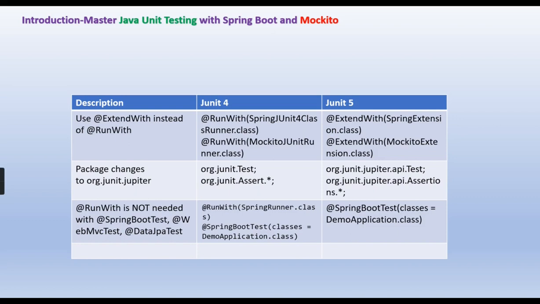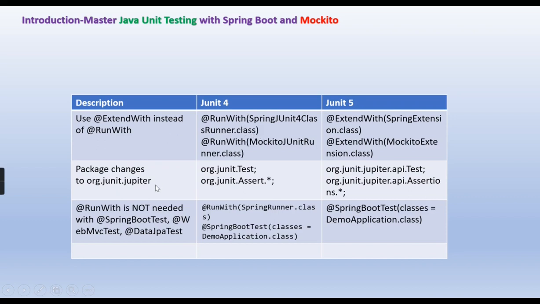And some other annotations are class level annotations. In JUnit 4 we use @RunWith, for example SpringJUnit4ClassRunner.class or JUnitRunner.class. And in JUnit 5 we can write @ExtendWith(SpringExtension.class) or @ExtendWith(MockitoExtension.class). Here we use @ExtendWith instead of @RunWith. If you are using JUnit 5, you need to use ExtendWith. If you are using JUnit 4, use RunWith.